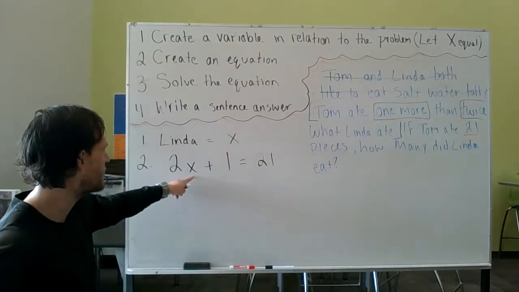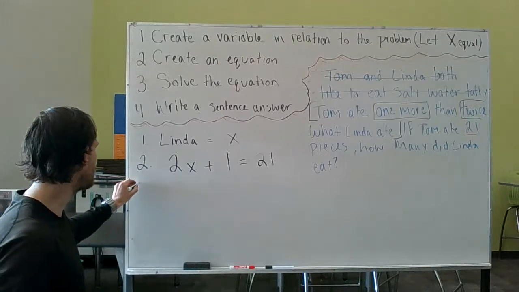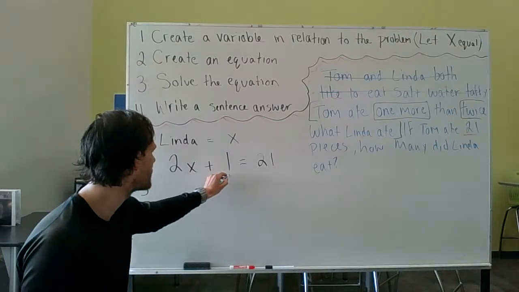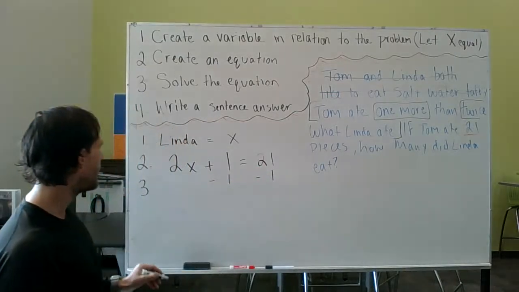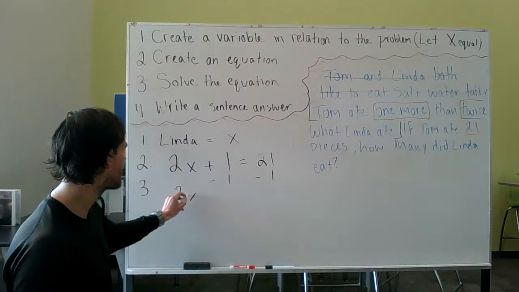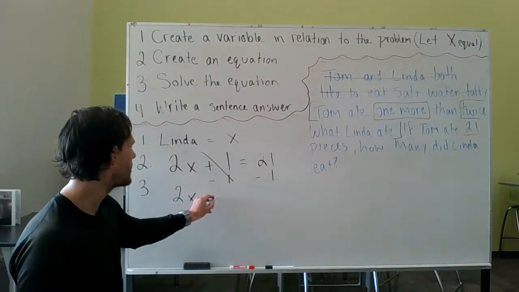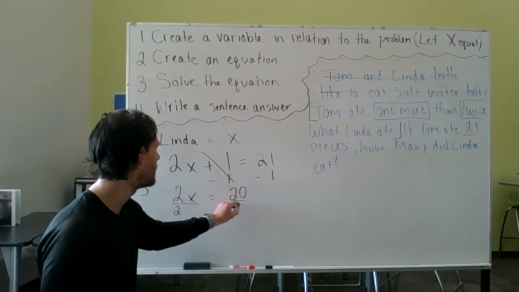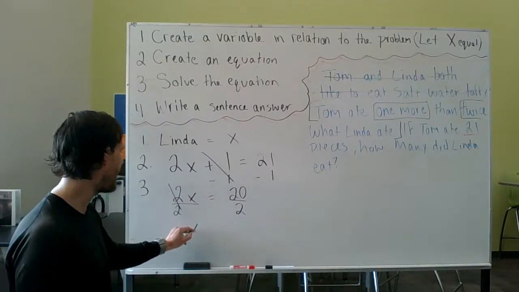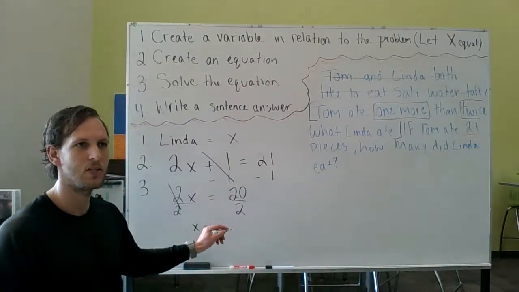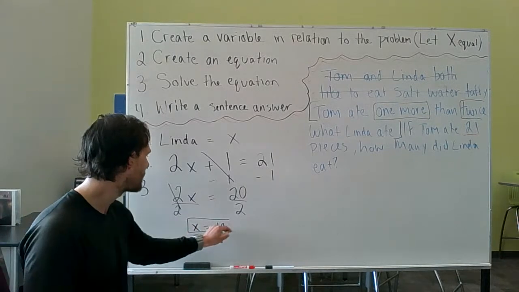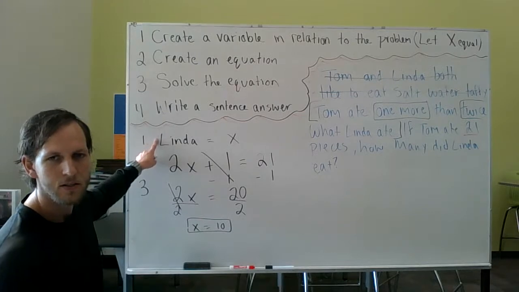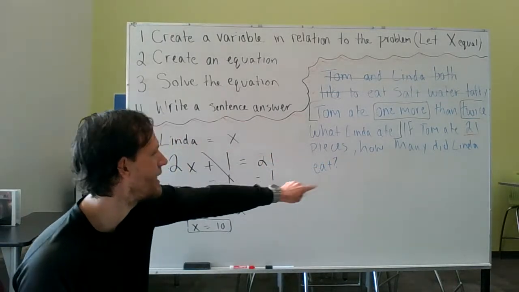So how do we solve this? We need to solve for x just like we've done in the past. So step 3 is, I need to solve for x. I subtract 1 from both sides, and I'm left with 2x equals 20. Divide both sides by 2, and I'm left with x equals 20 divided by 2, which is 10. Now, what does x represent? x is Linda. The question is asking how many did Linda eat?